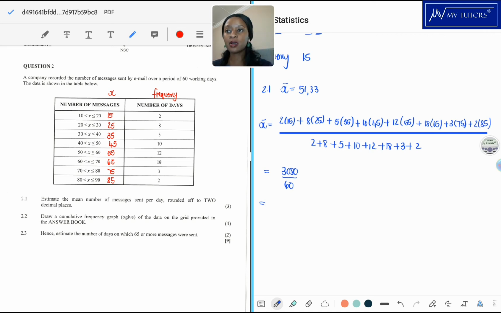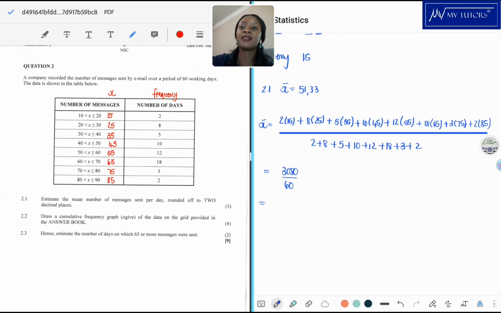If you're going to do it the long way, you get x and multiply it by frequency for each line. So we have 2 times 15, 8 times 25, 5 times 35, all the way to 2 times 85. And then what's in your denominator? You take the sum of the number of days. There's actually a formula for it. I'm not sure if it's in your formula sheet, but that is how you work with frequencies. If you sum all the number of days up, it gives you 60, and if you sum all those products in the numerator, it gives you 3080.